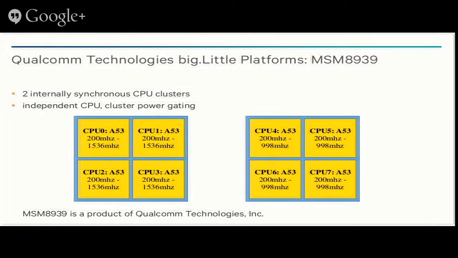You can see that this platform, the 8939, has some overlap in the performance range. If you look at the frequency ranges on the little and big cluster, there's a considerable amount of overlap. In fact, the big cluster is a superset of the performance offered by the little cluster. So there's a fair amount of overlap here, and that is something that we were concerned about supporting well in the software. That overlap is one of the issues, and I'll talk about that a little more later.